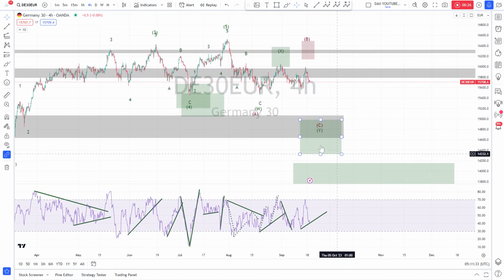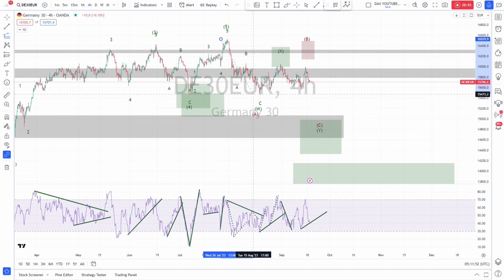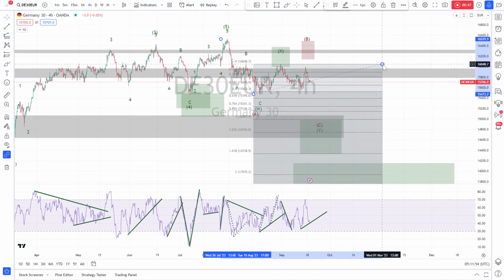So I believe this correction is unfolding as a WXY pattern, like you see here, W, X, Y. So if our wave X high is in here, then this here becomes the target area, the area where we should go. We can find this area by taking the length of wave W, the length of wave X, and then we should head into this area here between the 1 and the 1.618 FIB extension.